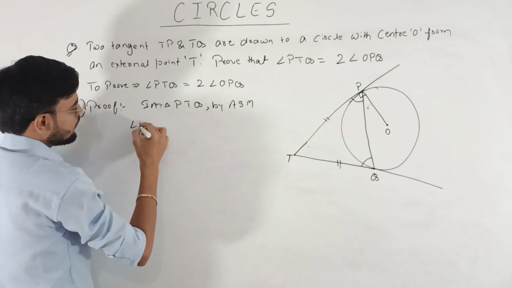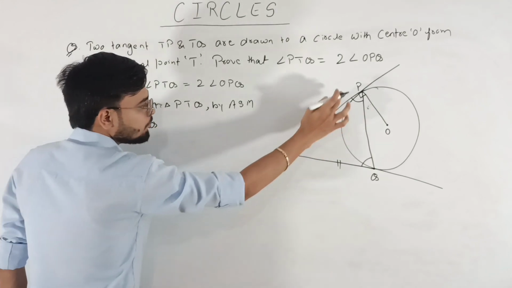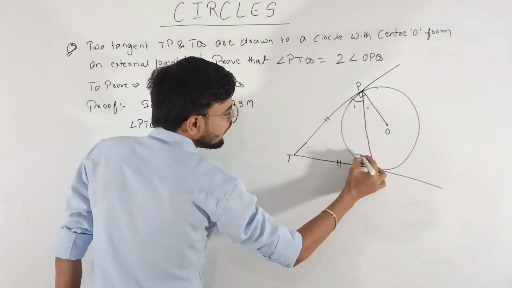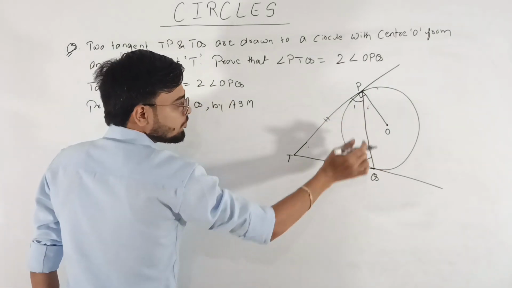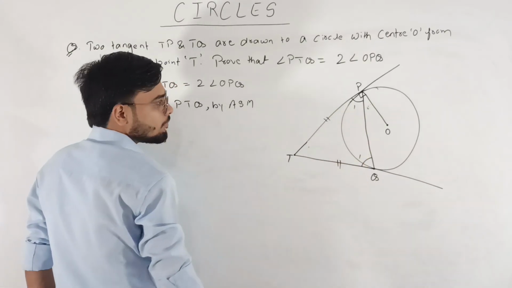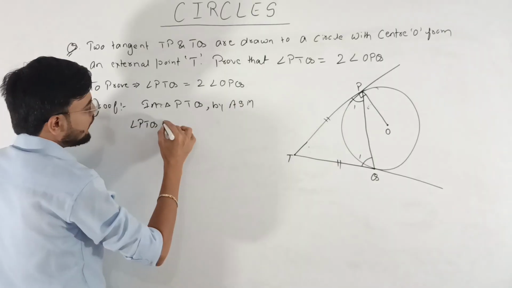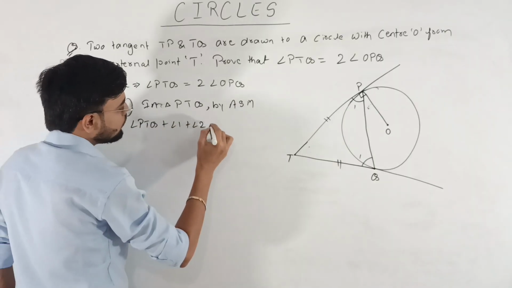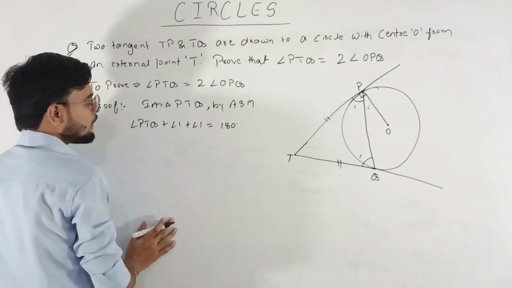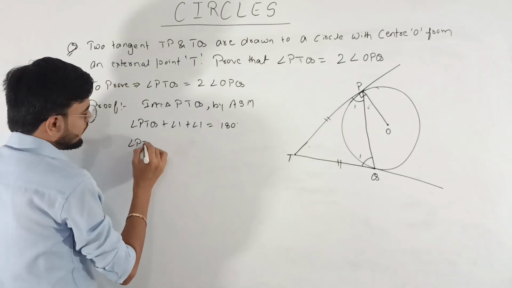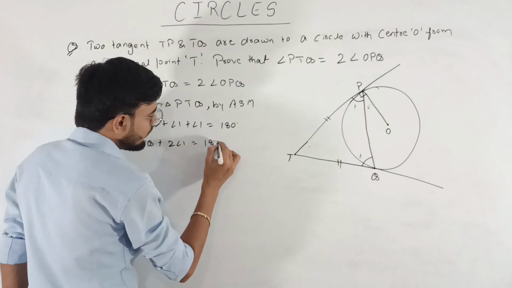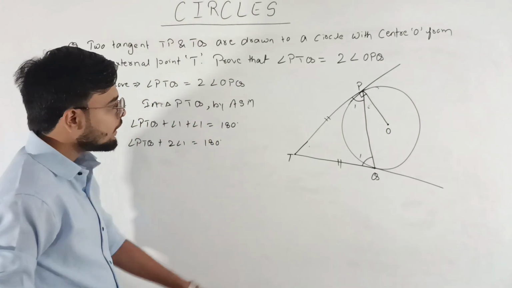So angle PTQ plus, I name it, this angle is 1 and this is also 1. Why? Because TP and TQ are equal, then these angles are also equal, so I name it 1 and 1. So angle PTQ plus angle 1 plus angle 1 is equal to 180 degrees by angle sum property. Now, angle PTQ plus 2 of angle 1 is equal to 180 degrees. So now look how we find angle 1.